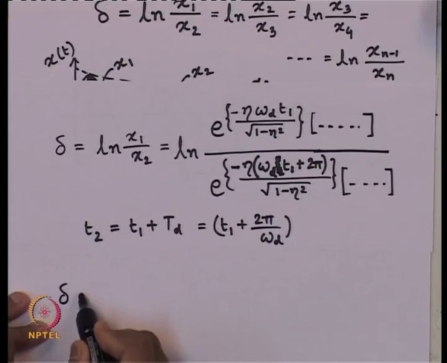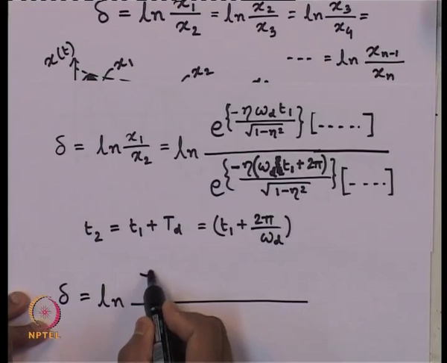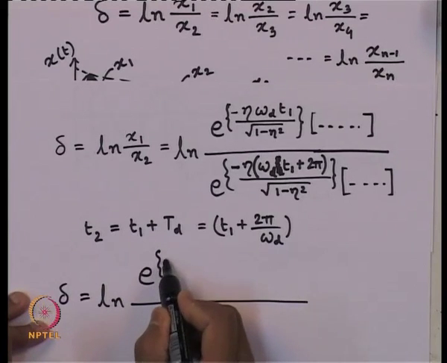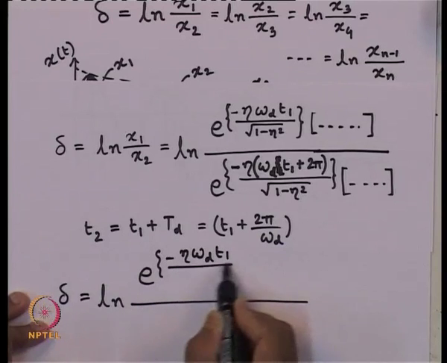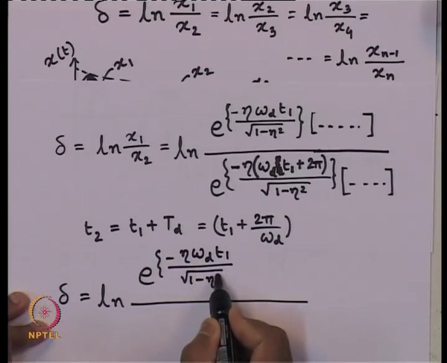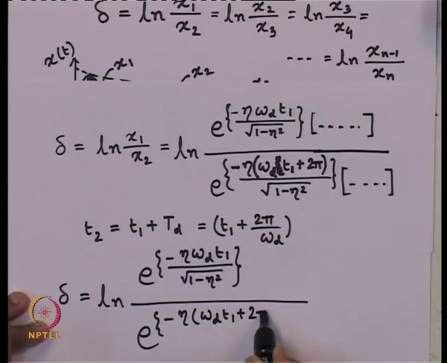So, delta equals ln of e raised to minus eta omega d T1 by root over 1 minus eta square, divided by e to the power minus eta omega d T1 plus 2 pi by root over 1 minus eta square.